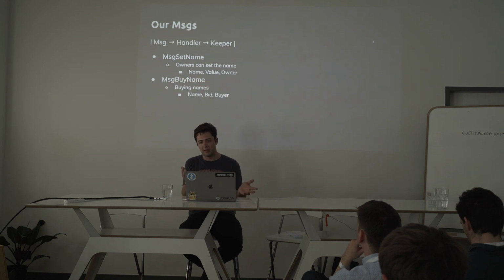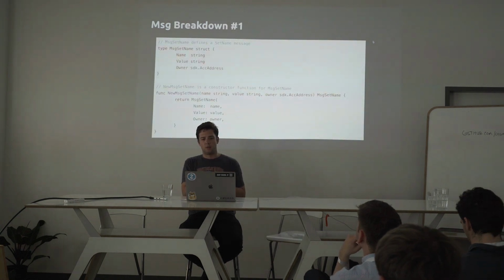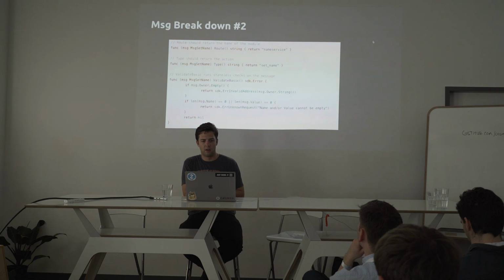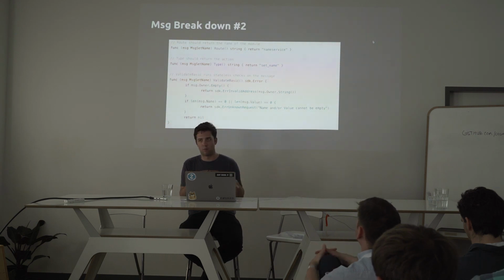And then for the buying, it's the name, the bid, which is an amount of coins, and then who is that buyer. So looking through set name, generally each one has a struct, and then there's a constructor, pretty simple code there. And then the route and the type, they both just return basic strings. And the route is the module name, and then the type is the message name with underscores instead of camel case. So the interesting code here is in validate basic.